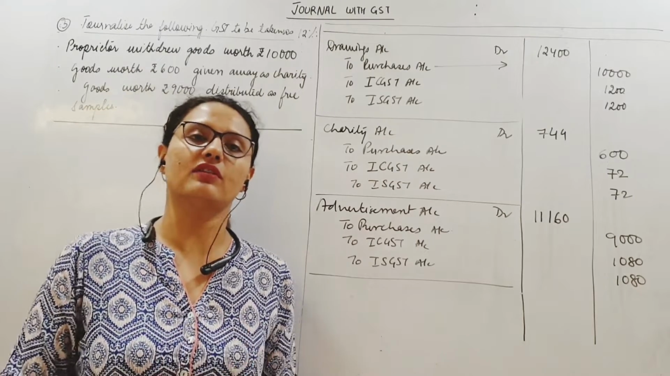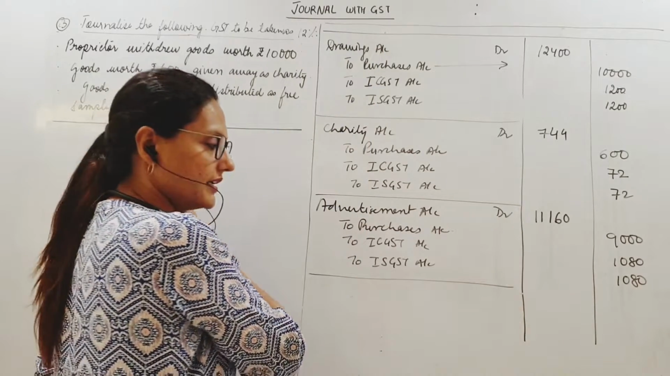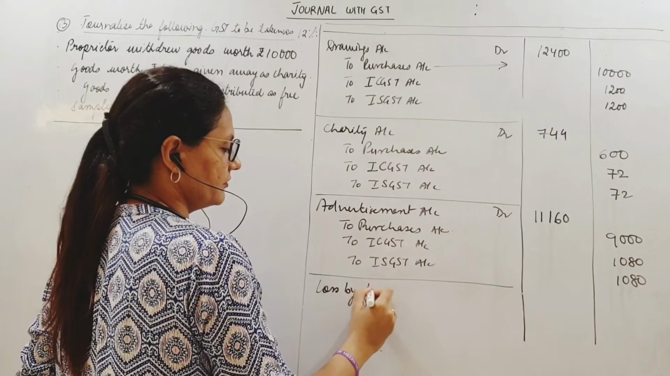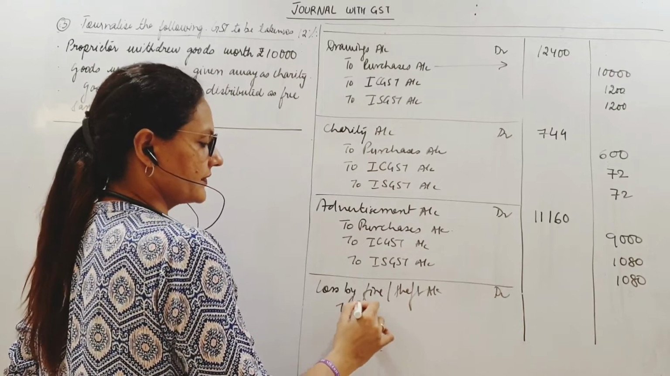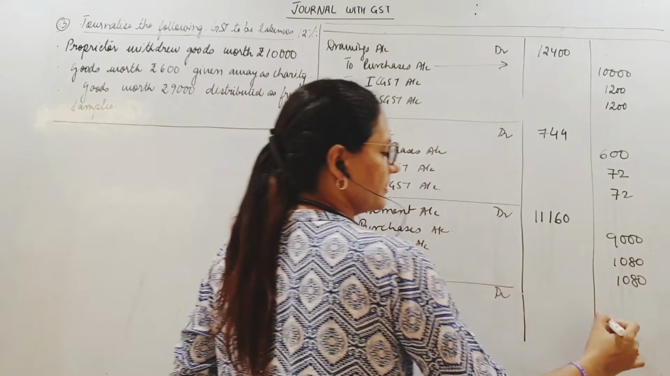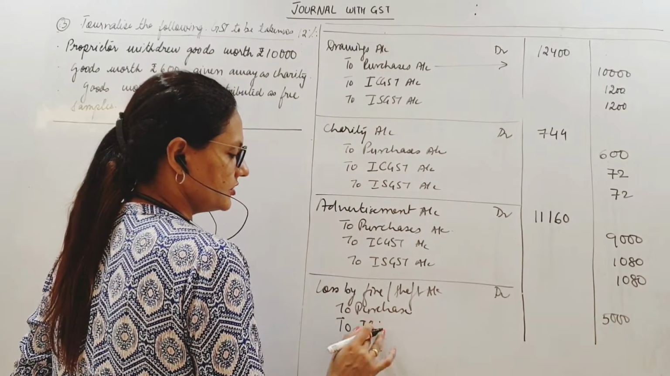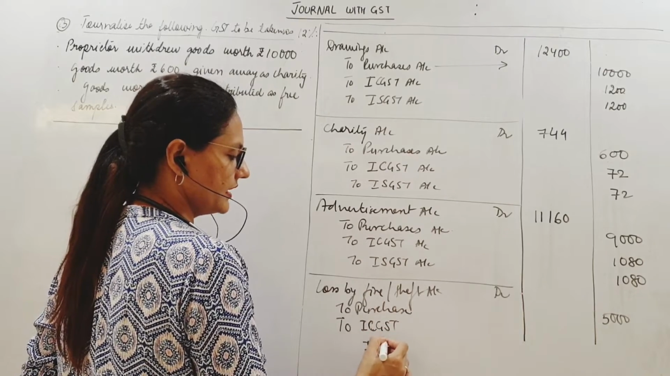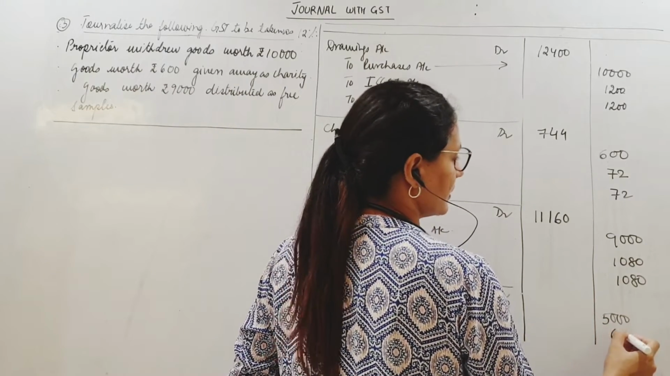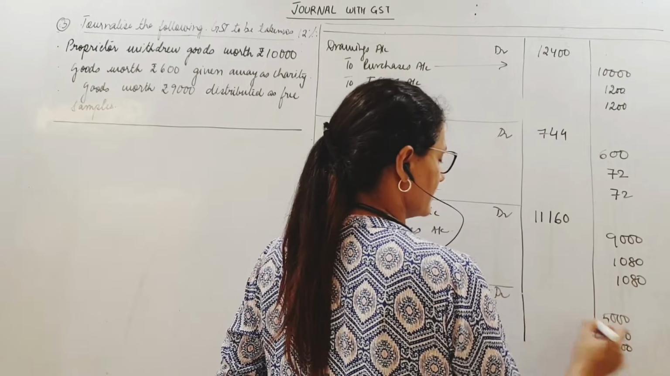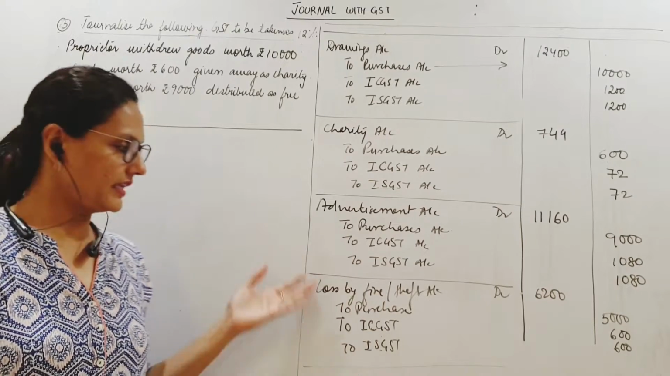Now, if at all you are given loss by fire, loss by theft, goods worth 5,000 were lost by fire. So the entry again, instead of advertisement, drawings and charity, it comes as the loss by fire or theft account, whatever. So this will give me the whole loss. Then I credit purchases account with whatever is my cost of the goods, and I credit my input CGST, input SGST, okay, 12%, 600, 6,200. That's it. Same, right?